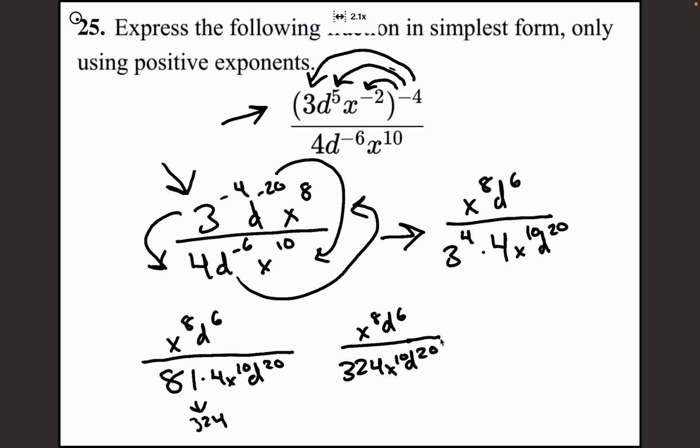So I have x to the 10th and x to the 8th. When I take that out, it's just going to give me x to the 2nd on the bottom. And with d to the 6th and d to the 20th, I can take 6 out of both of those, and on the bottom, it's going to give me d to the 14th. Okay, so that doesn't leave me with any variable on top. So I'm going to put everything 1 over 324 x to the 2nd, d to the 14th.